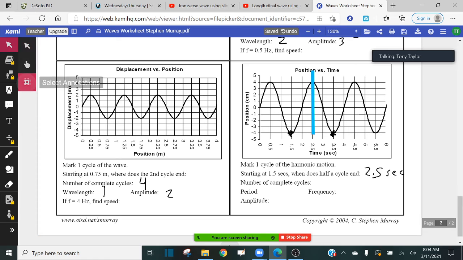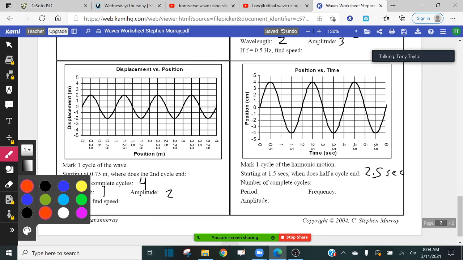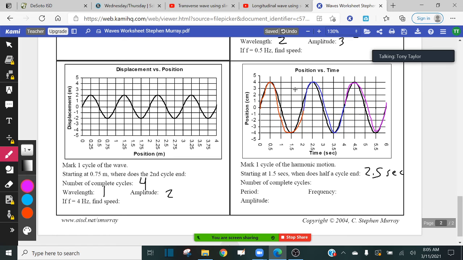How many complete cycles do we have represented here? Remember how to find the number of complete cycles: you just look at how many times the wave repeats itself. So this is 1 cycle, 2 cycles, 3 cycles. Notice that the wave repeated itself 3 times, because each curved line looks exactly identical to the line before it. So we have 3 complete cycles.